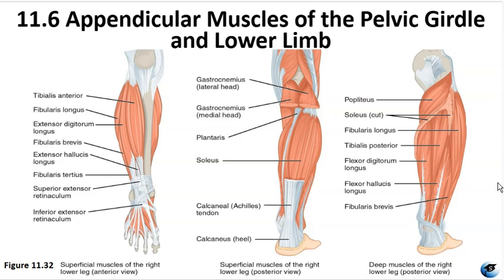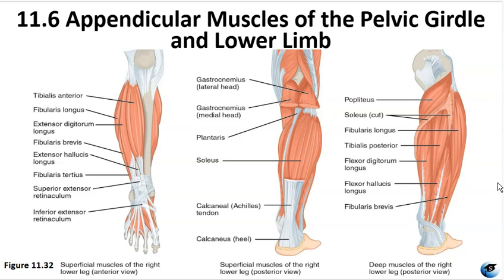In the superficial posterior compartment, the large prominent gastrocnemius forms the calf's bulk and attaches to the heel via the Achilles tendon. Beneath it lies the soleus, which is a flatter, broader muscle. The small plantaris is located between these two and can be seen closer toward the knee in some views.